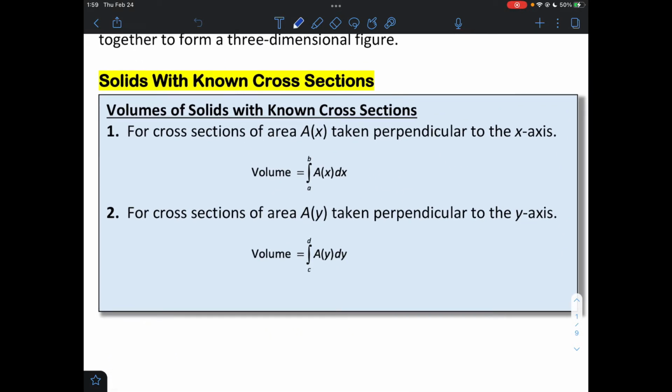Volumes of solids with known cross sections. For cross sections of area A of x taken perpendicular to the x-axis, we're going to use the top volume formula. A of y perpendicular to the y-axis, we're going to use this formula here. So it's all about what axis the cross sections are perpendicular to.